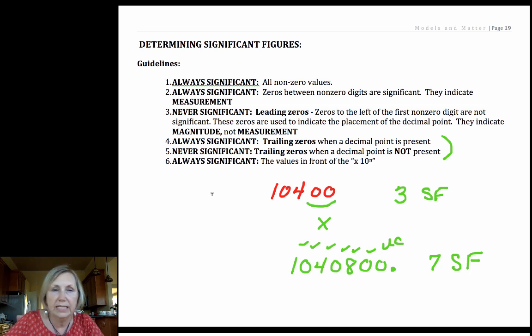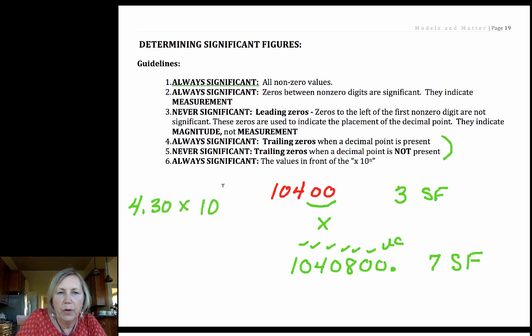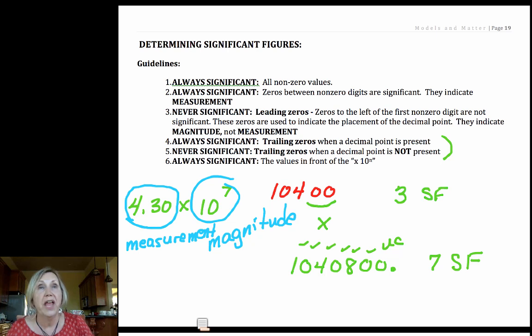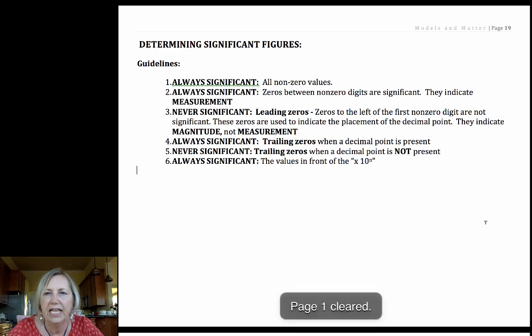Now, one of the beauties of scientific notation is that the exponent tells us magnitude. So my magnitude is right here, which means that every number in front of the times sign is communicating information about measurement. So with scientific notation, you don't have to worry about sandwich zeros, leading zeros, or trailing zeros. If it's scientific notation, everything in front of the multiplication sign is significant. So that number would have 3 significant figures.